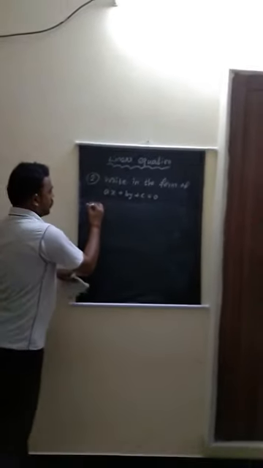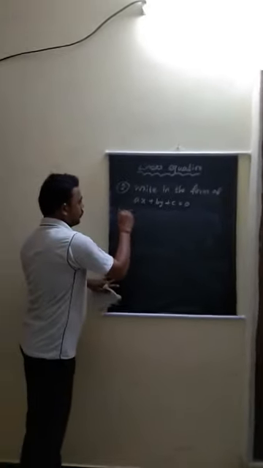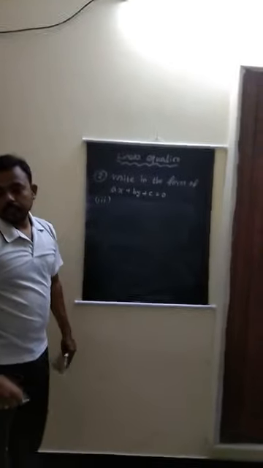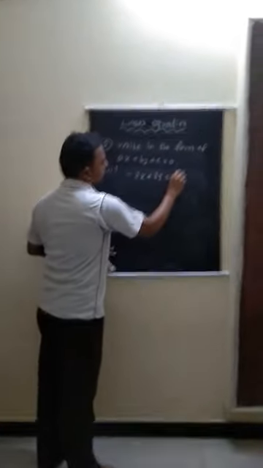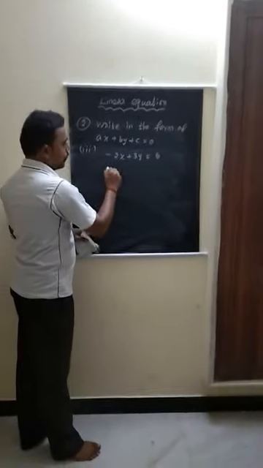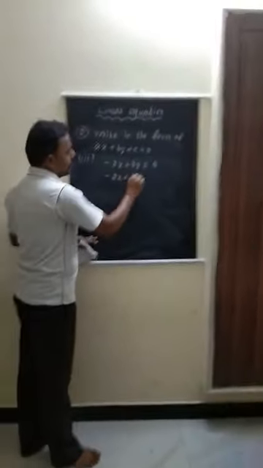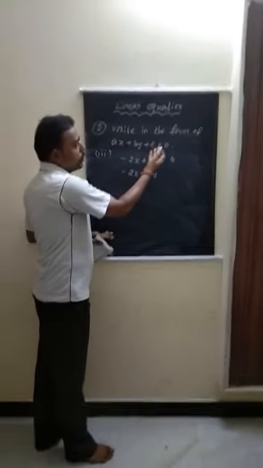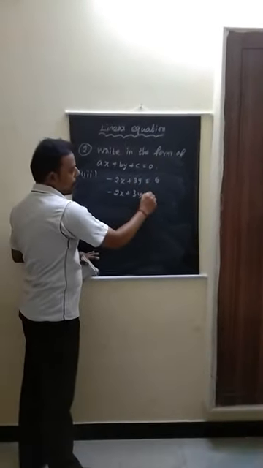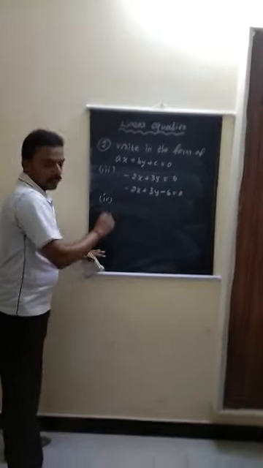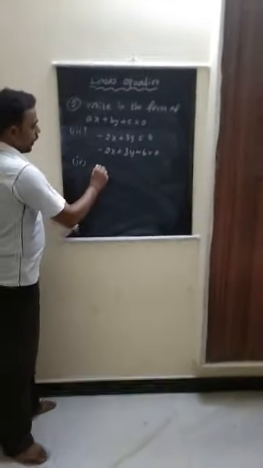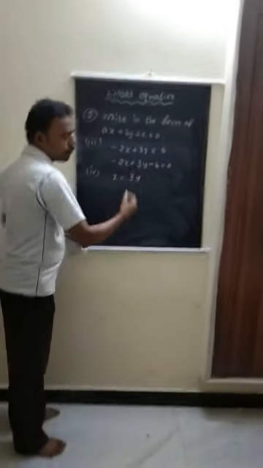Similarly, the third one is given: minus 2x plus 3y equal to 6. So minus 2x plus 3y is already on the left side. But C we need to write on the left side. C is 6, so minus 6 equal to 0. This is the answer.